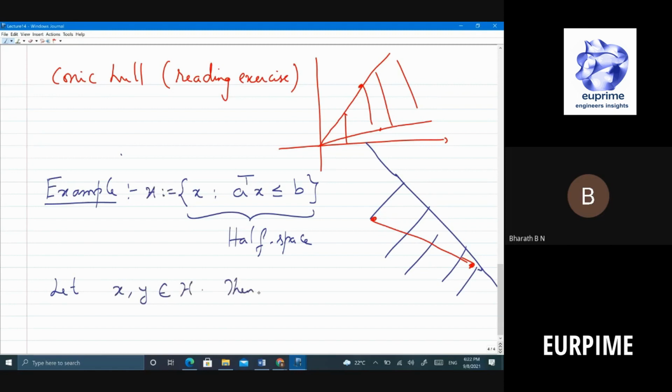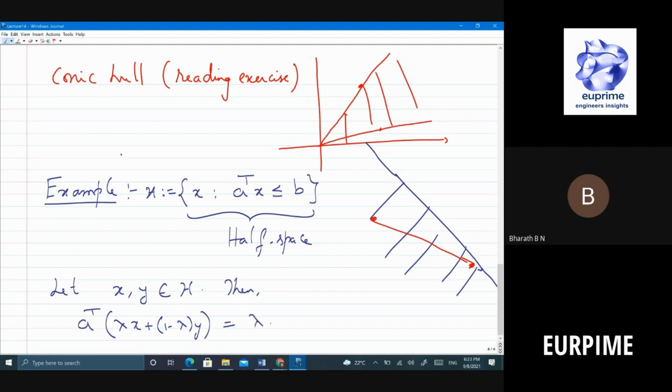Then I have to check whether lambda x plus 1 minus lambda y belongs to the set or not. So how do I verify? I have to ensure that A transpose times this convex combination is less than or equal to B. If I show that, then it belongs to the set.